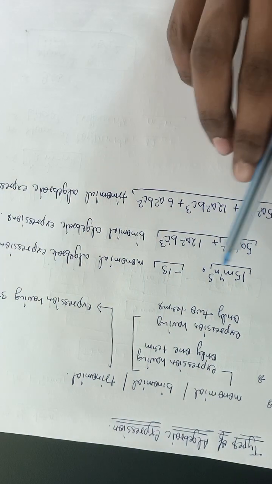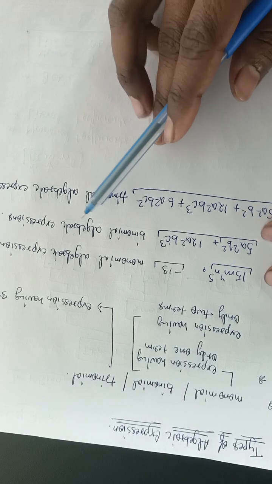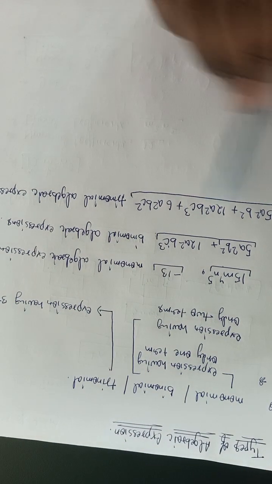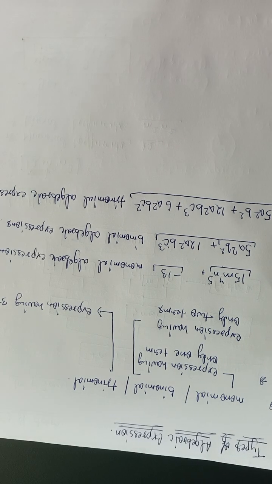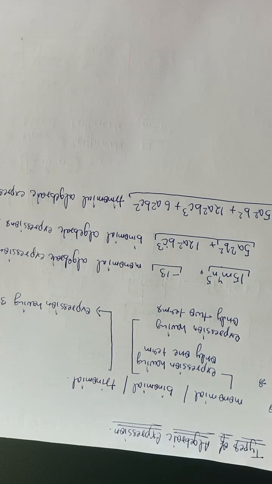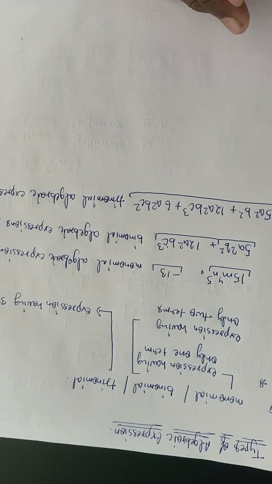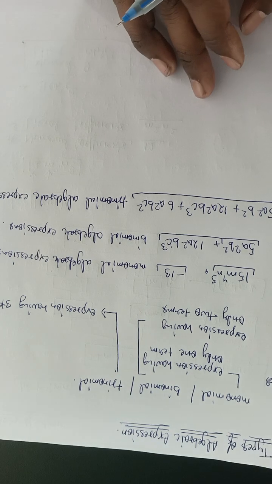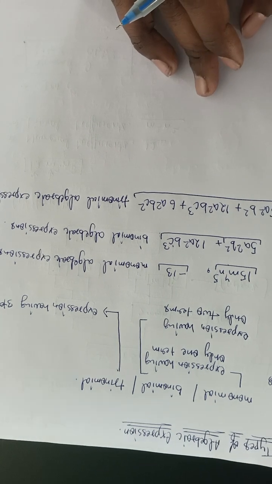Monomial contains only one algebraic term. Binomial contains only two algebraic terms. Trinomial contains three algebraic terms. After that, more types come, four and five also, but those are in the higher class. Now here what we have to focus on is the degree.